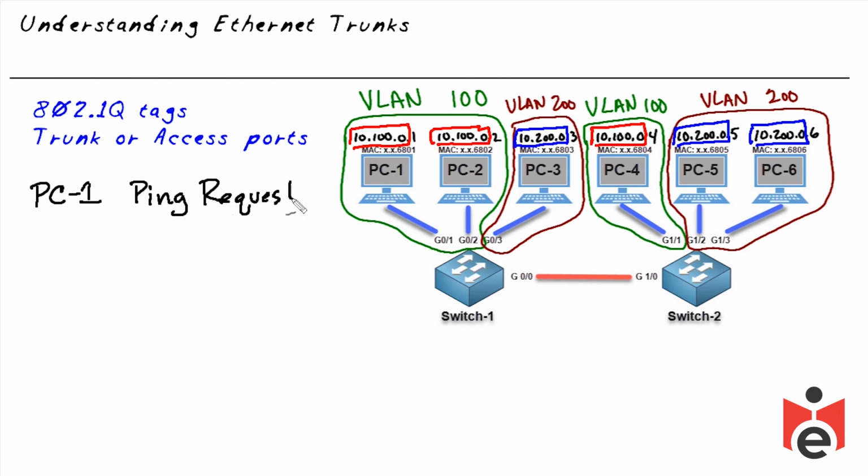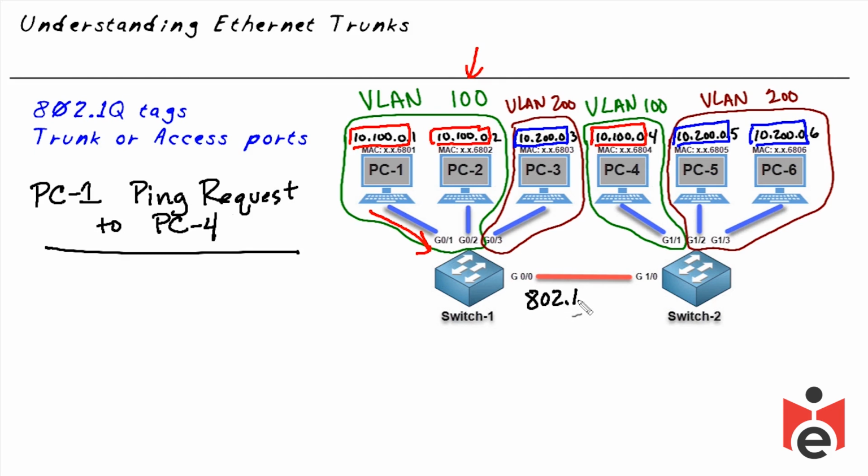So if PC1, right here at 10.100.0.1, did a ping request over to PC4 over here at 10.100.0.4, when that frame goes in on gig 0/1, because gig 0/1 is configured to be a port in VLAN 100, the switch knows that the frame coming in is associated with VLAN 100. But here's the problem. When switch 1 forwards that frame over to switch 2 so it can get to PC4, it needs to add some information, a tag, if you will, along with that frame to indicate to switch number 2, hey buddy, this frame is associated with VLAN 100.